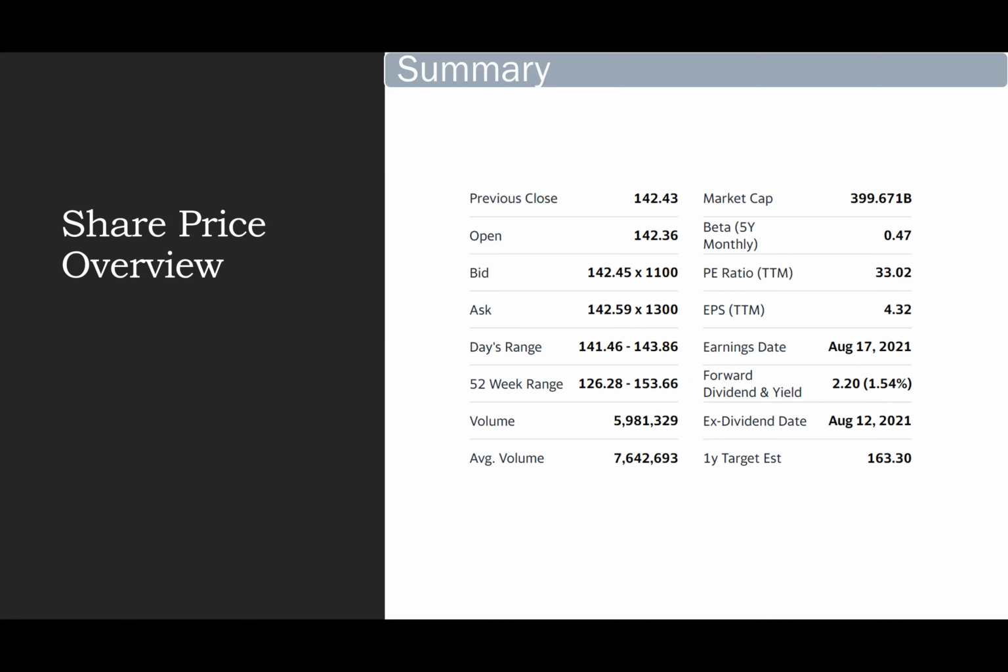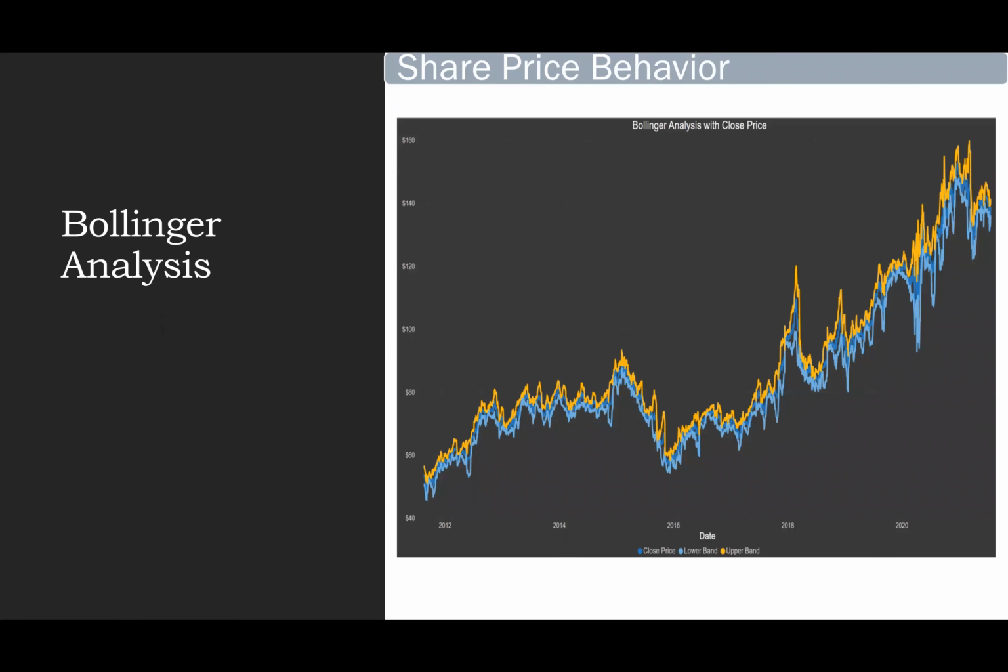As to the share price, the stock closed at $142 throughout this week, with a price to earnings of 33 times and an earnings per share of $4.32. When a Bollinger analysis is performed with the share price over the time span of 10 years, we can see a volatility that has gone from approximately $40 to $140 throughout this whole time.